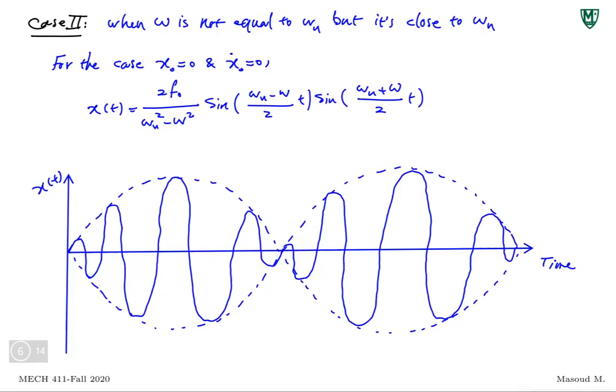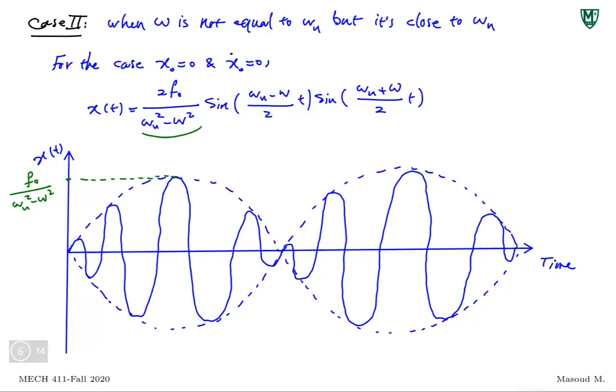Now, if that is x of t, let me extend this line a little bit. This maximum amplitude right there is this coefficient, f naught over omega n squared minus omega squared. What else? I have a multiplication of two harmonic functions. So one of them is enveloping the other one, mathematically speaking.